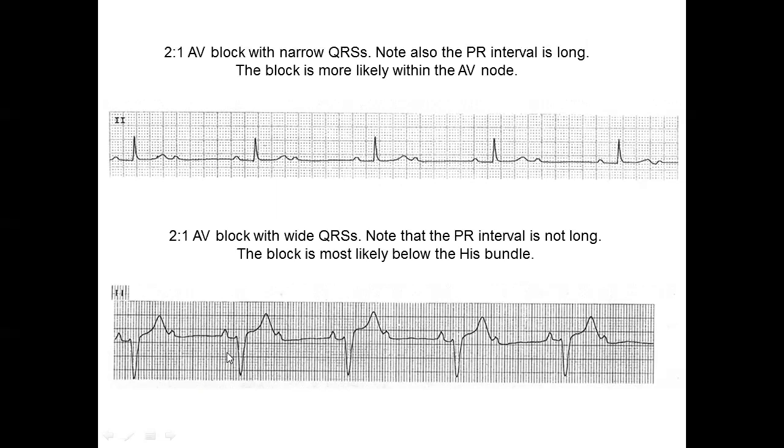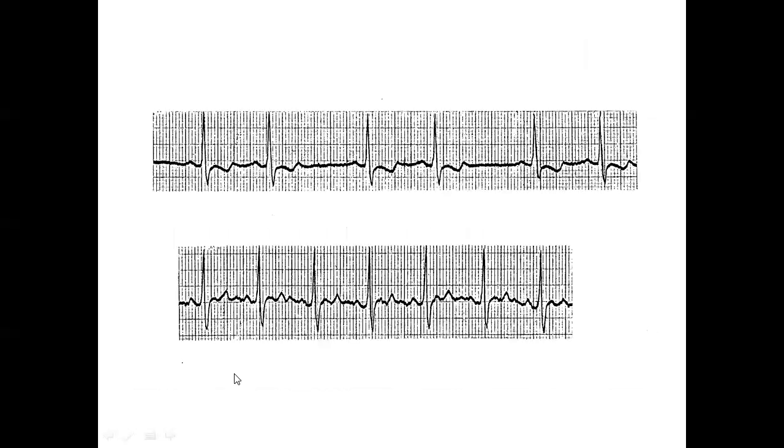In 2 to 1 AV block, if the PR is not long and QRS is wide, most likely it's a block below the His bundle. You will not see Wenckebach phenomenon in other places. This is a block below the His bundle.